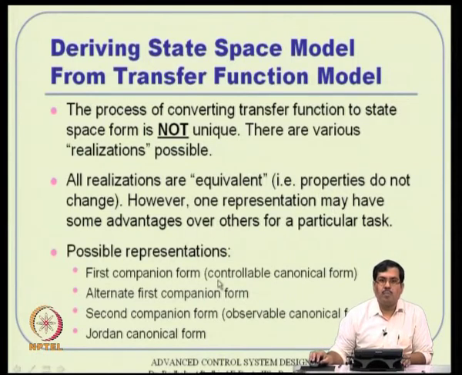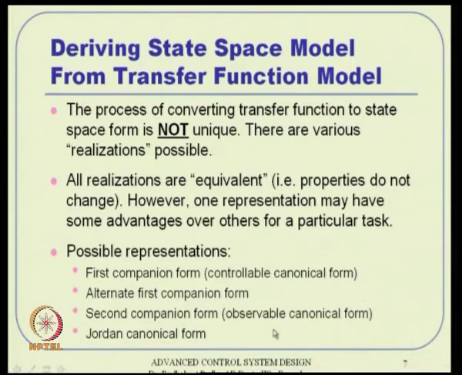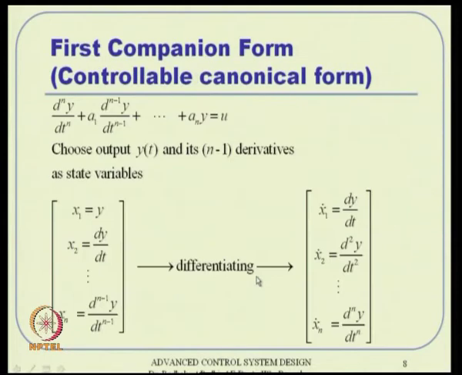Now, among possible representations, we have already seen what is called the first companion form, which is also known as controllable canonical form. There is an alternate first companion form, the second companion form, and the Jordan canonical form possible. Some of these forms we will see, and this is not an exhaustive list by the way. There are various realizations people have done. An extensive course on linear systems theory will tell you some of these in more detail in a rigorous way. But here we are interested in getting the ideas in a proper way. Let us see one at a time.